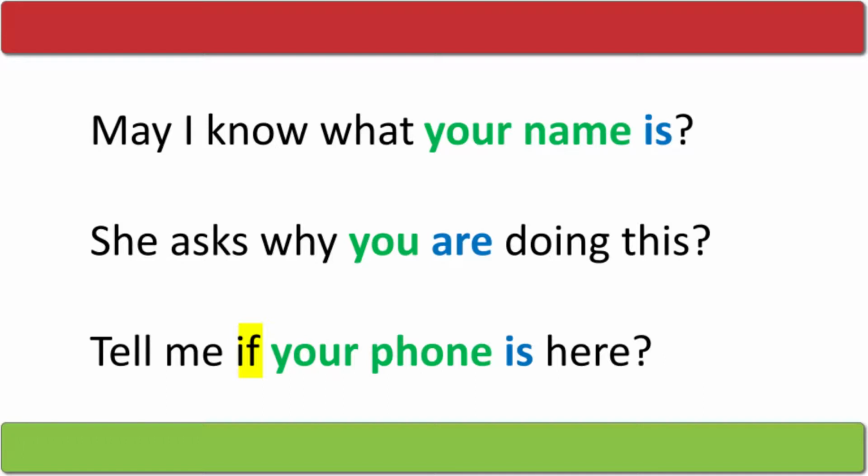The first two are not yes-no type questions, they are WH questions, but the third one is a yes-no question. Is your phone here? It is a yes-no type question. You have to answer this yes or no. But the questions, what is your name, you are not going to answer yes. Or why are you doing this, you are not going to answer yes or no. In the last question, is your phone here, you have to answer yes or no. So it is a yes-no type question.